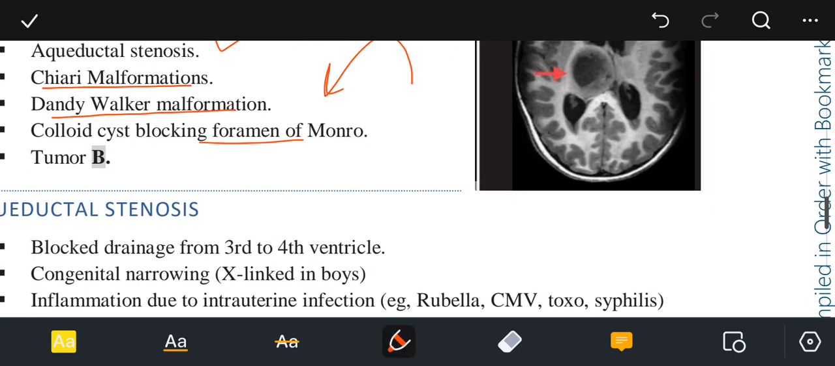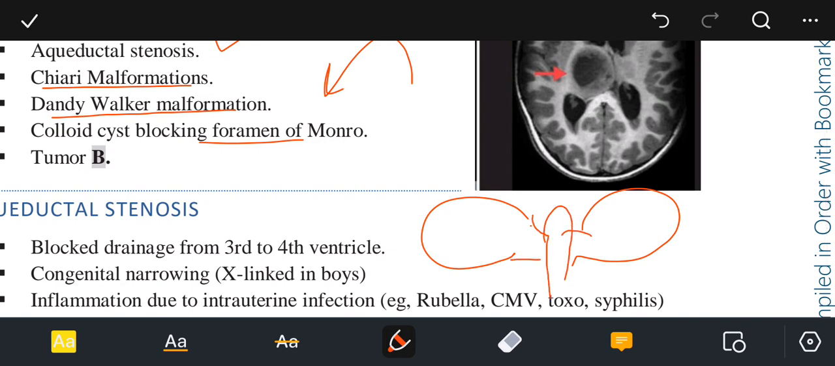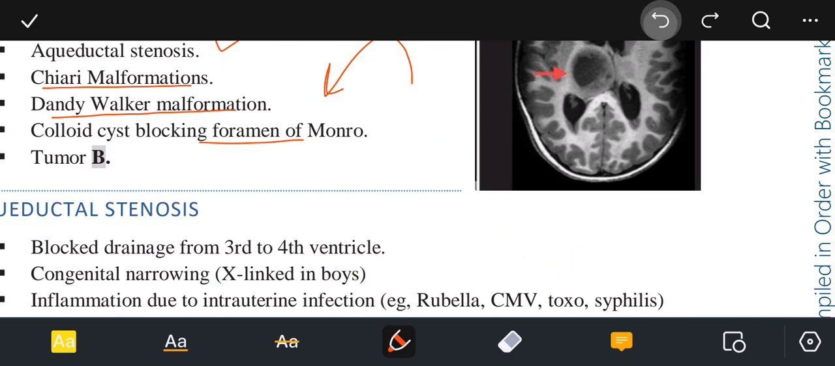Colloid cyst: suppose there is a lateral ventricle over here and another lateral ventricle over here, and they communicate through the foramen of Monro to the third ventricle. If there is some obstruction here, a colloid cyst develops in the roof of the third ventricle, and that can block the foramen of Monro. So this lateral ventricle cannot communicate with the third ventricle, and it starts enlarging, and this is going to result in the non-communicating or obstructive hydrocephalus.